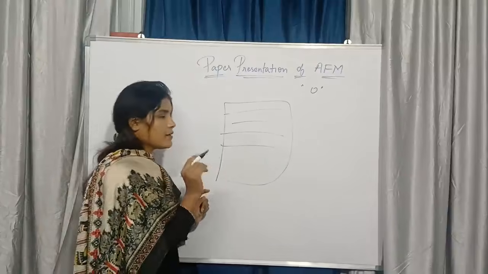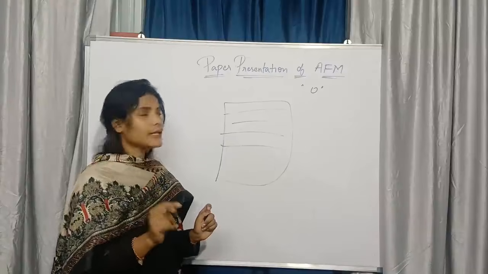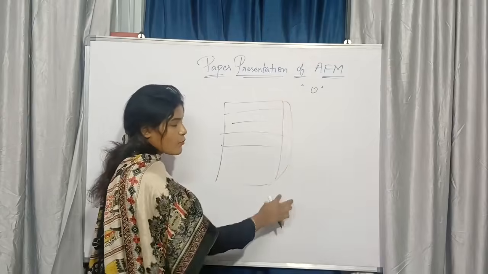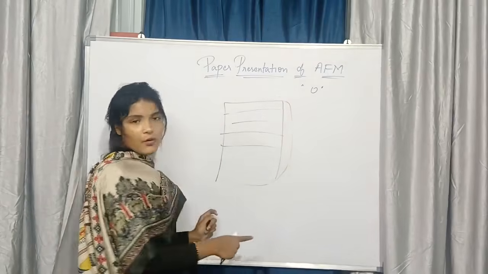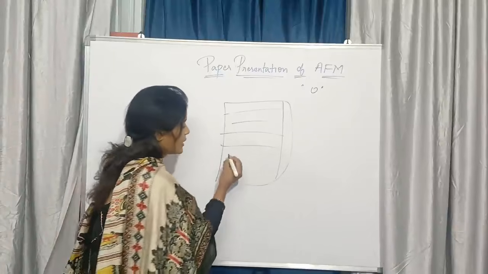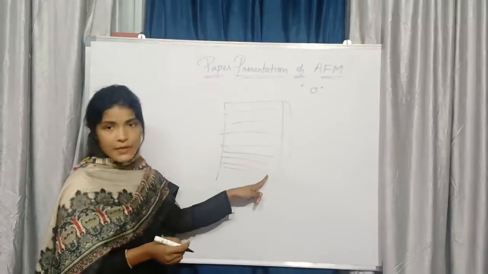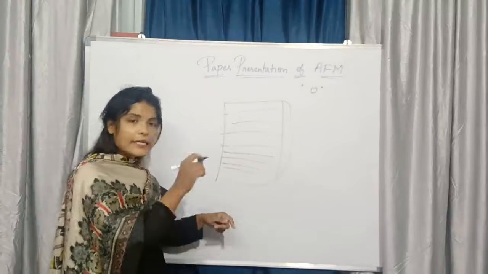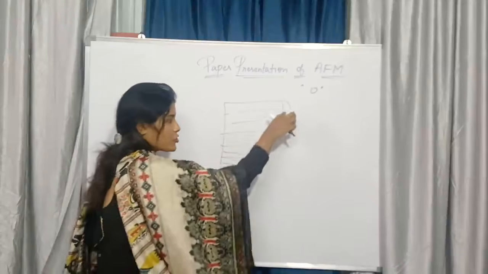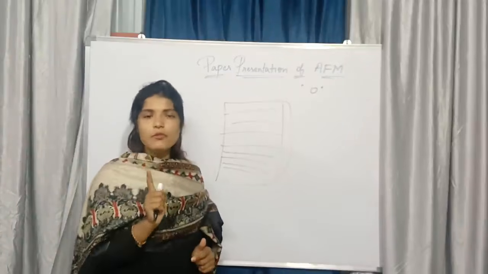The first thing in every paper presentation, I will tell you: on the edge of the booklet, draw a margin line of 1 inch only. In the booklet they give edges like this, which may be long or short. After reaching your examination hall, make sure you keep one line over there, only 1 inch. This is the most important thing.